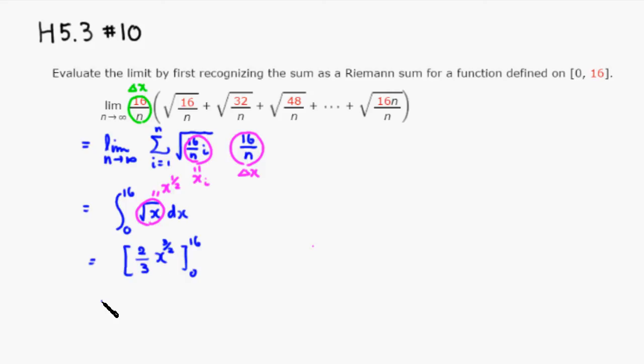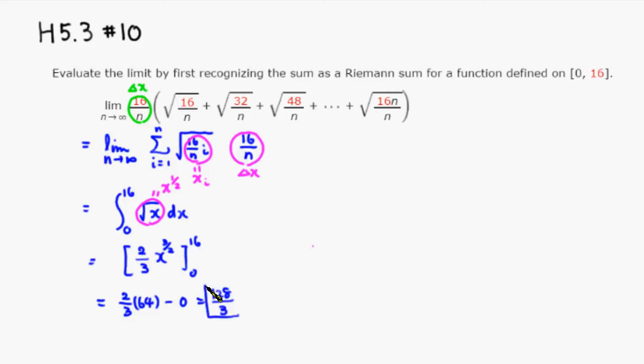So plug in 16. 16 to the 1/2 power would be 4, because it's the square root of 16. Then you have to raise it to the 3rd power. So 4 times 4 is 16, and 16 times 4 is 64. So you have 2/3 times 64, minus, plug in 0. It's 0 anyway. So this is going to be 128 over 3.